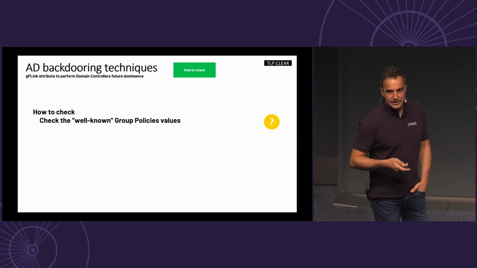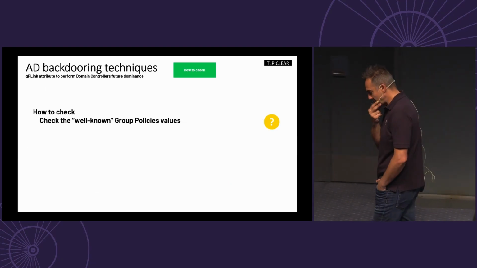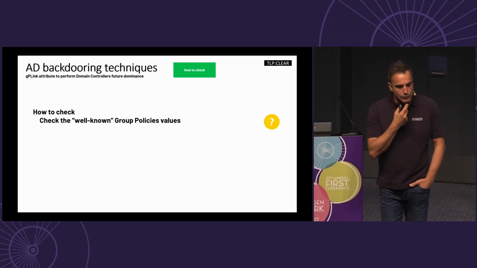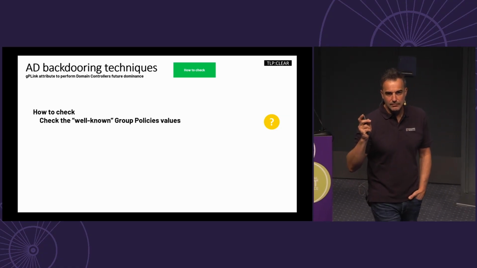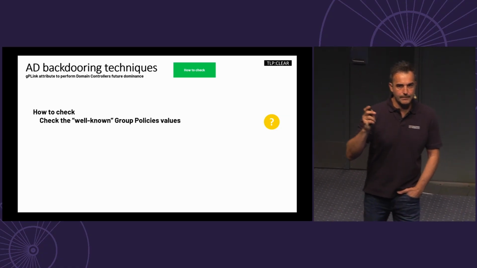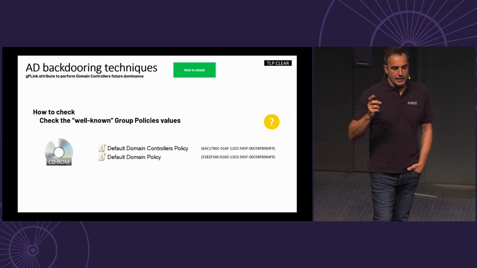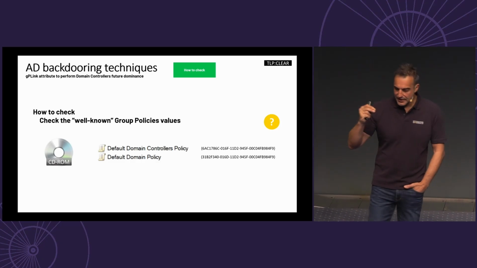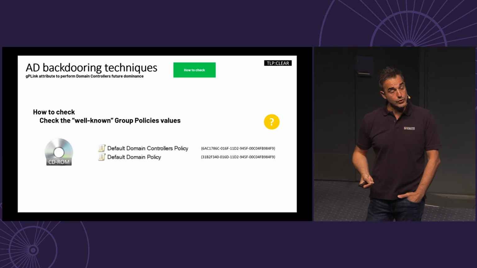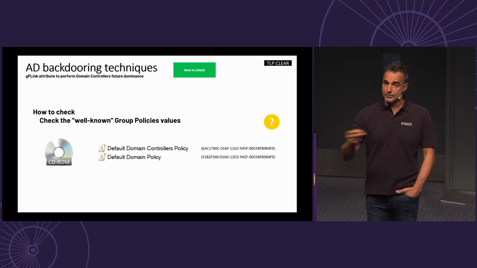How can you check these kinds of things? You can use what we call the well-known group policies value. Who knows what that is? Nobody? When you install, remember, we say that when you create a new AD domain, by design you create these two GPs.